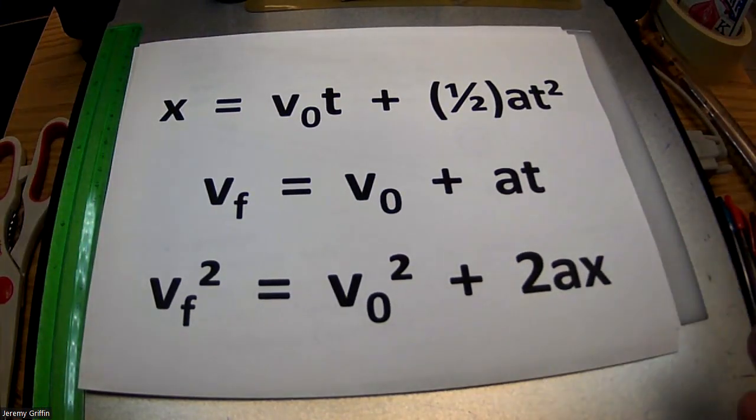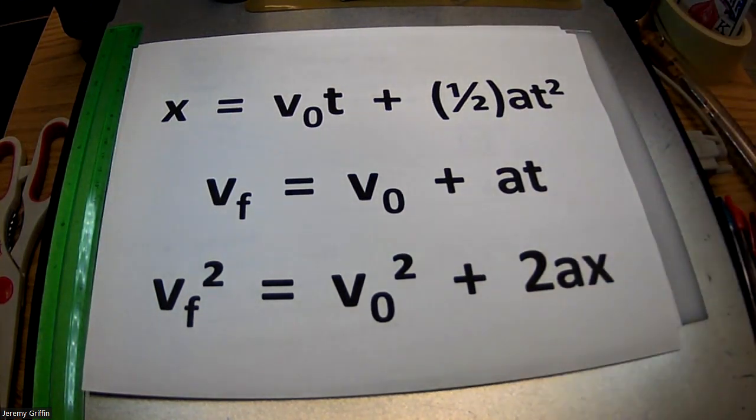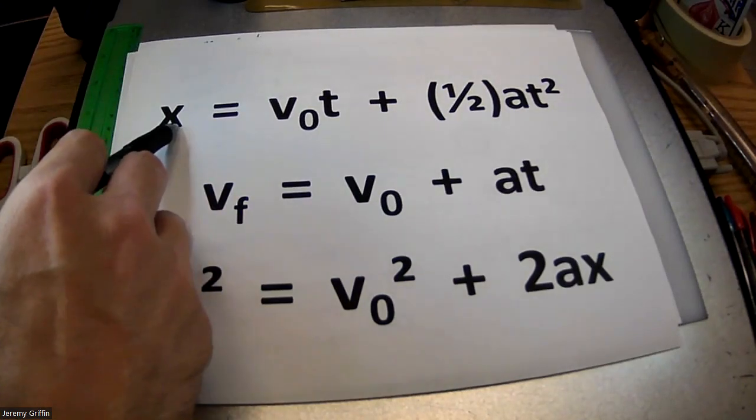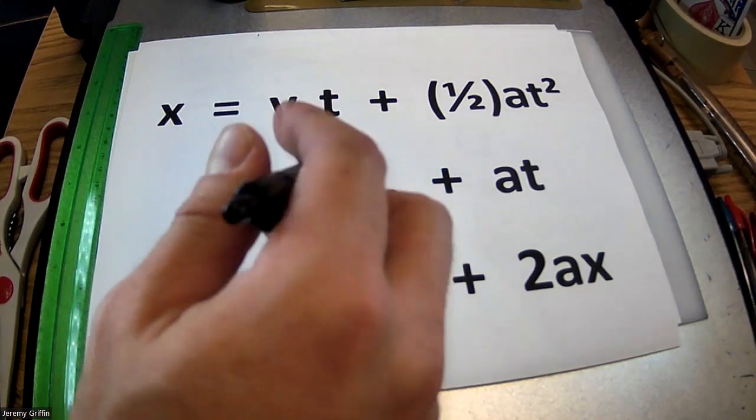It looks like this. These three kinematic equations tie together all these variables that you guys could work with. X is like displacement or distance, like how far it's gone. T is how much time it's been going for.